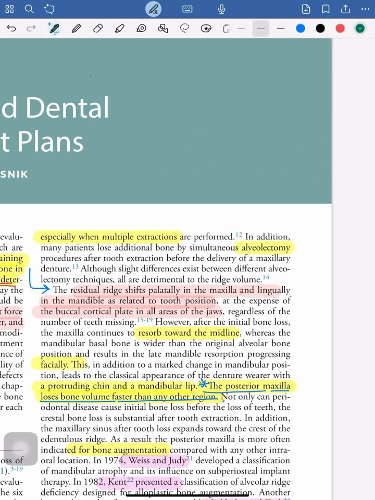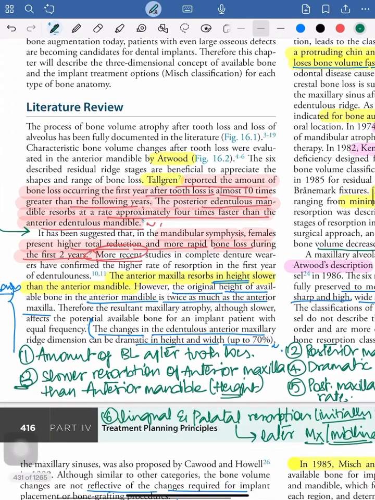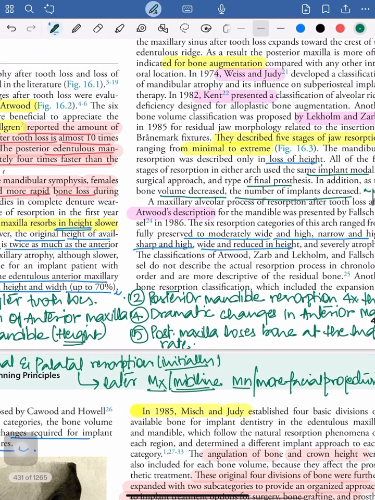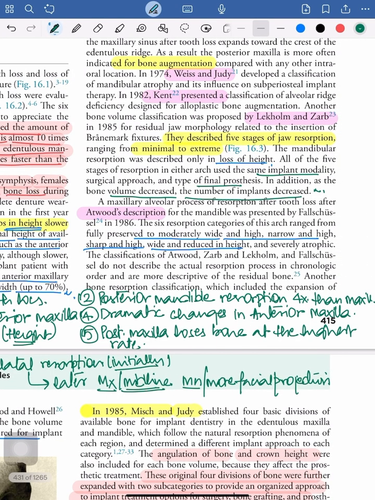So we'll start with this first video. The literature review basically talks about various studies which were conducted before, and things they observed in them. What we see is that in the posterior mandible, the resorption is 4 times more than in the maxilla. There are dramatic changes in the anterior maxilla after tooth loss. The posterior maxilla loses bone at the highest rate.